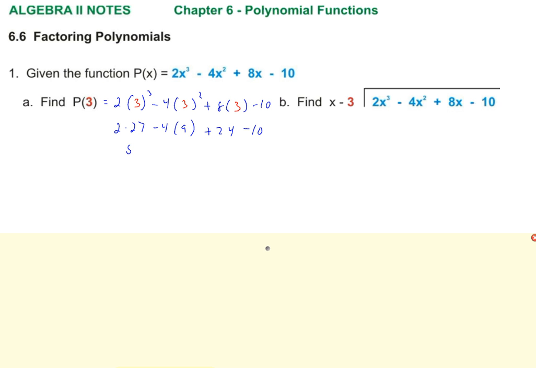So again, just for clarity's sake, what is this? 54 minus 36 plus 24 minus 10. And when all of that is done, p of 3 ends up equaling 32. So again, 54 minus 36, what is that? 18. 18 minus 10, I'll do the back, is 8. 24 and 8 is 32, right? Everybody okay? We've done this before. We just simply put the value 3 in for the variable.